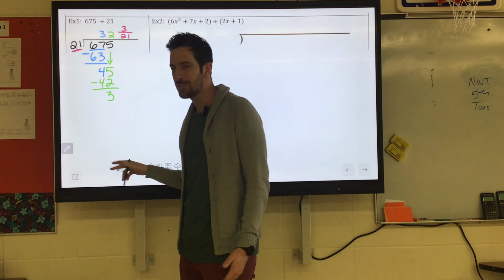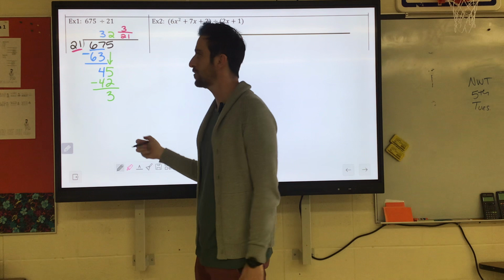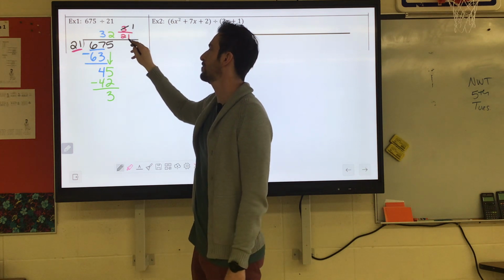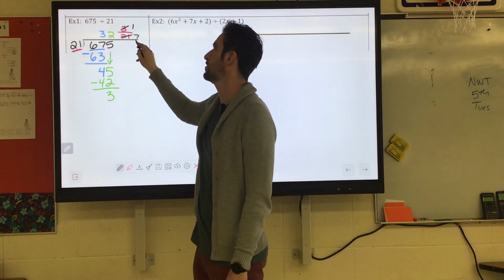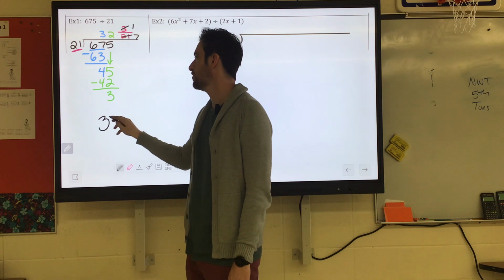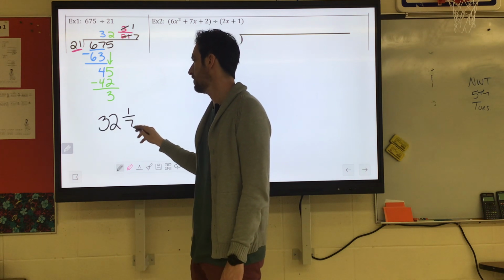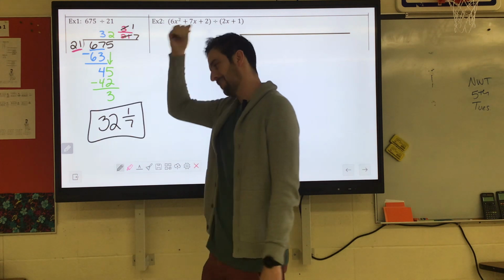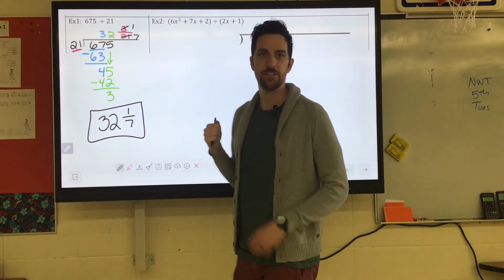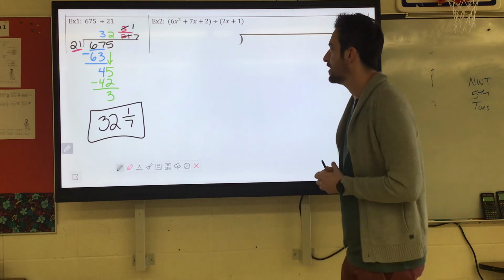However, you got to simplify it if you can. 3 21sts, 3 goes into both of those. It goes into 3 one time. It goes into 21 7 times. So we'd have 32 and 1/7. That's old division. Now we're going to divide some polynomials.